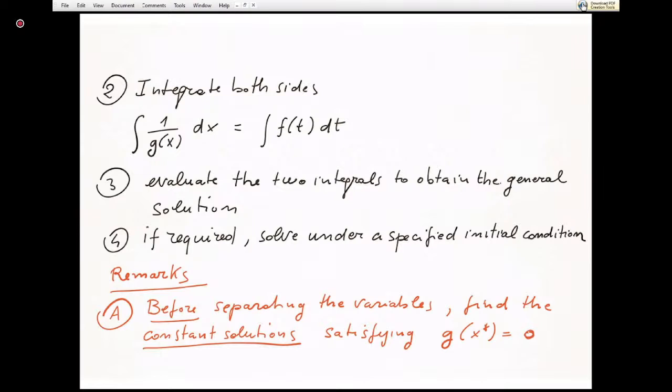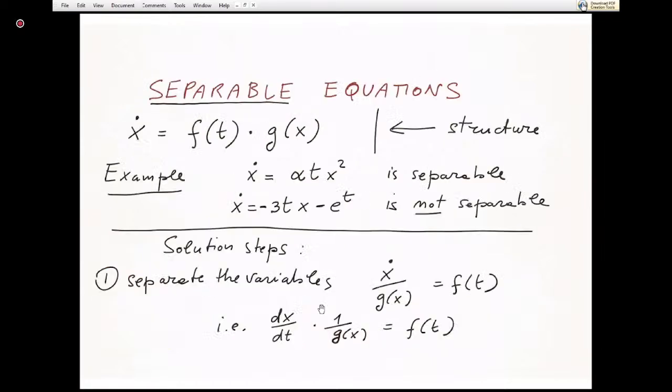Let me explain all the steps better, because here you may see that there is some integration by substitution involved, okay? Anyway, there are two main remarks. The first one is, if the equation is like this, and I want to write this like this, I must exclude the values of x for which g of x is equal to 0, okay? Because otherwise we would divide by 0, and this doesn't make sense.